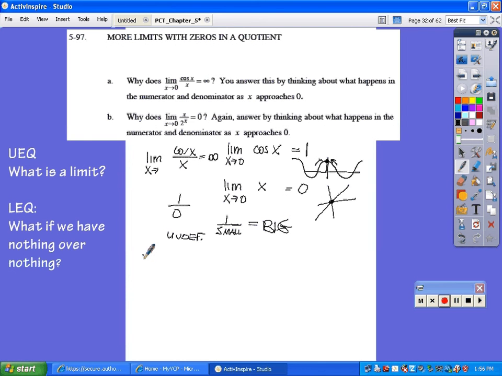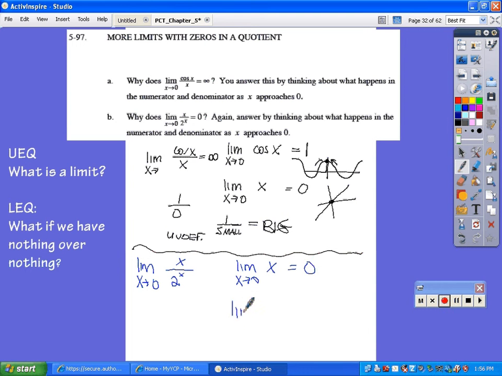Part B, why does the limit of x divided by 2 to the x equal 0? Again, talk about numerator and denominator separately. So we have the limit as x approaches 0 of x divided by 2 to the x. The limit as x approaches 0 of x is going to equal 0. But the limit as x approaches 0 of 2 to the x, I can use a graph, I can use a table, I can plug 0 in for x, is 1.